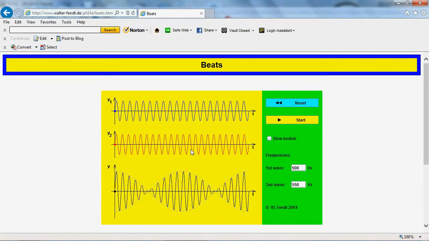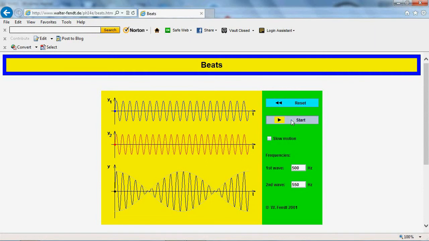Here we have two sine waves. One is at 500 hertz. This is the first wave here. The second wave is at 550 hertz. And when you do an addition between each of the waves, if I were to draw a vertical line straight through and do addition, this would be the result of the addition down here in the y graph. So it's just the summation at every time t, whatever value that is.